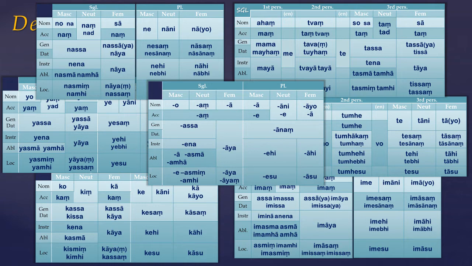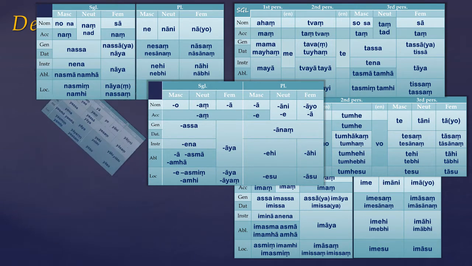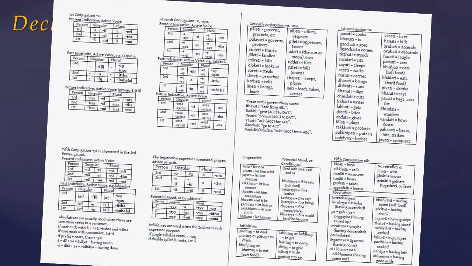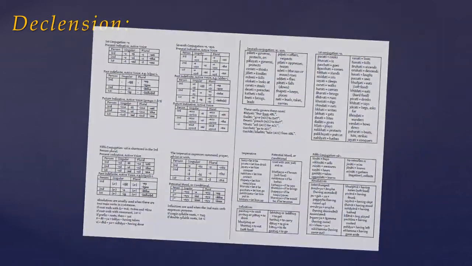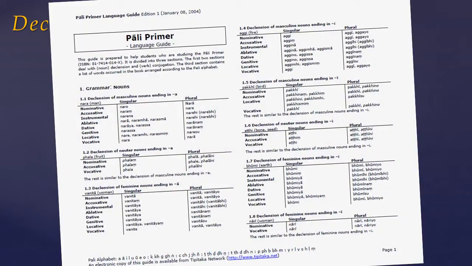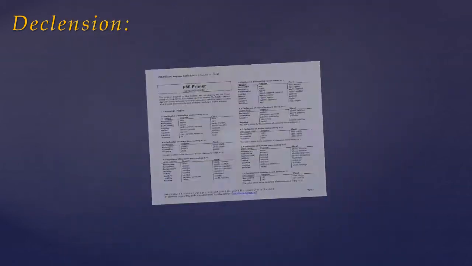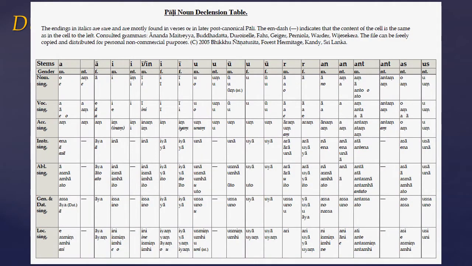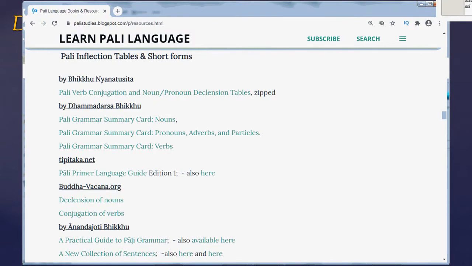I'm not sure if video is actually the best way to present these tables, and I seem to make frequent typos, so beware, and I'd urge you always to check with another source. There are several cheat sheets or short-form tables available online to download. I recommend those from Bhikkhu Jnanatashita's, and I apologise if I'm pronouncing that name wrong, but they can be found on my resources webpage.